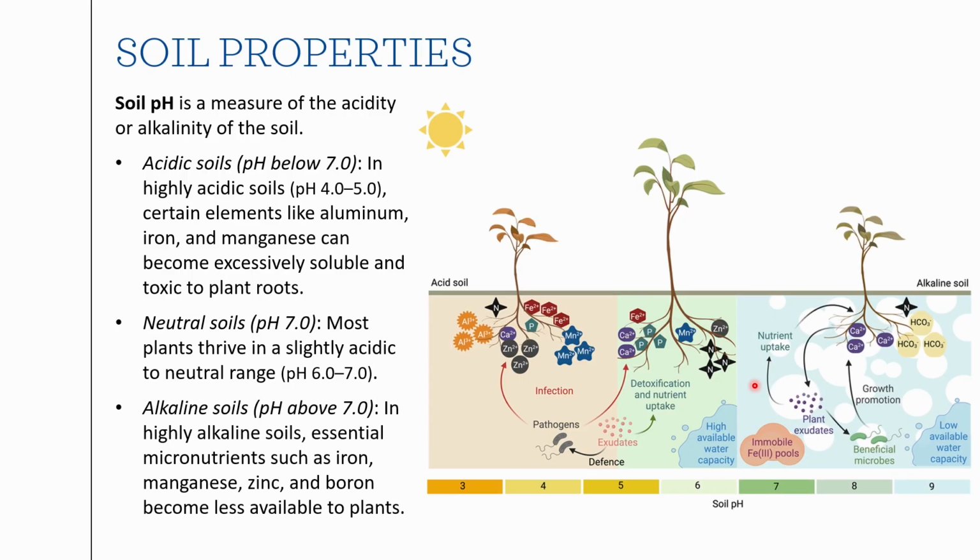If the soil becomes too alkaline, say way above 7, now we have a situation where some essential micronutrients may become less available, right? So all of a sudden iron becomes immobile in these pools of iron in the soil. You start to have a lower water capacity, and so now the nutrient uptake is affected a little bit here. So the plants don't grow as much. It's not the ideal conditions for them.